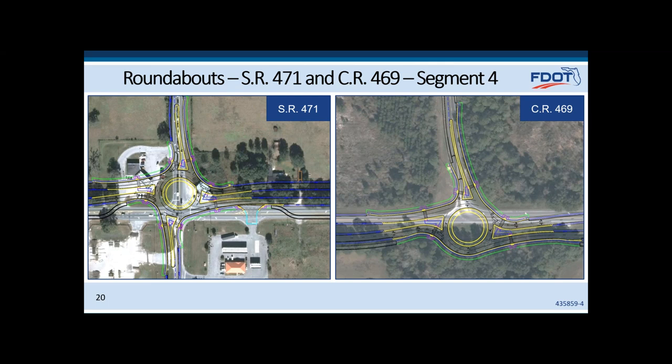Roundabouts were selected due to their advantages over a signalized intersection. Roundabouts increase safety by dramatically reducing serious injury and fatality crashes. Roundabouts reduce travel delay by improving intersection efficiency. And roundabouts tend to be more environmentally friendly by reducing pollution and fuel consumption, and typically require less space than a traditional signalized intersection. Links to more information on roundabouts are on the project website.